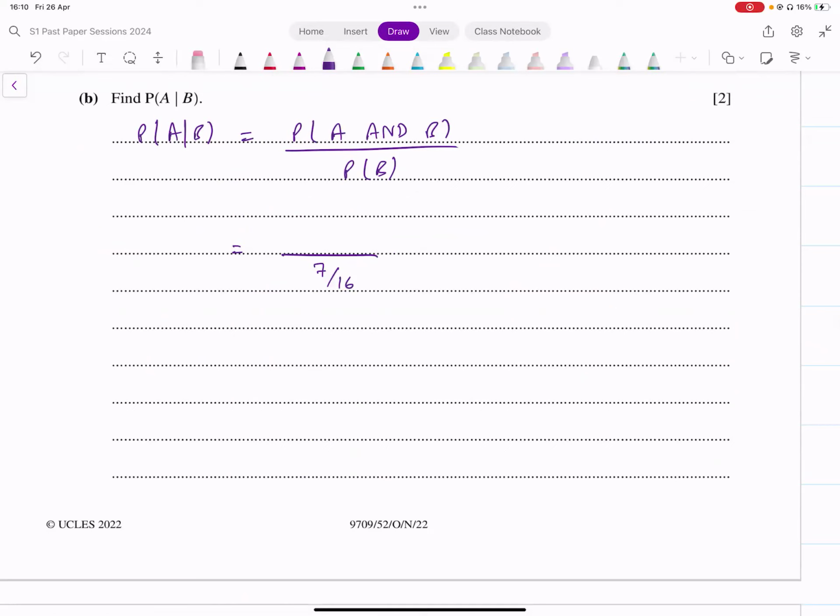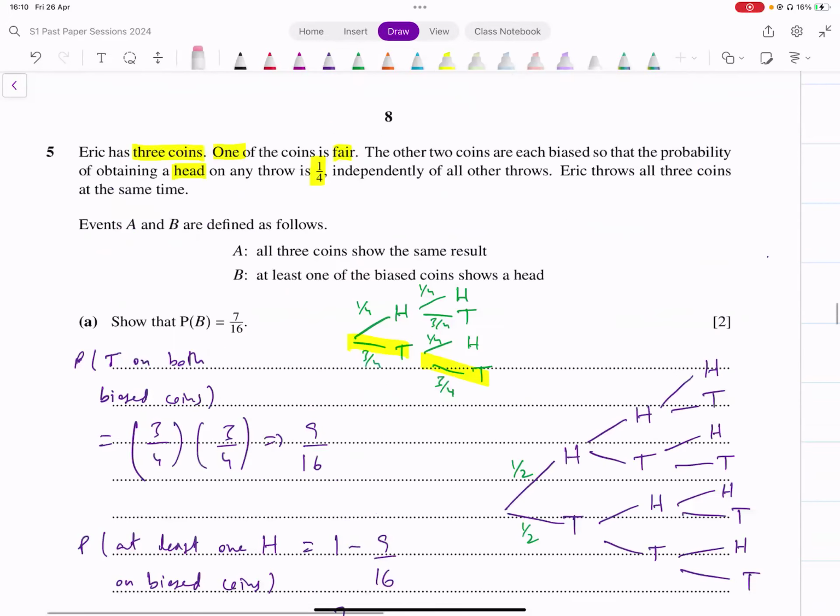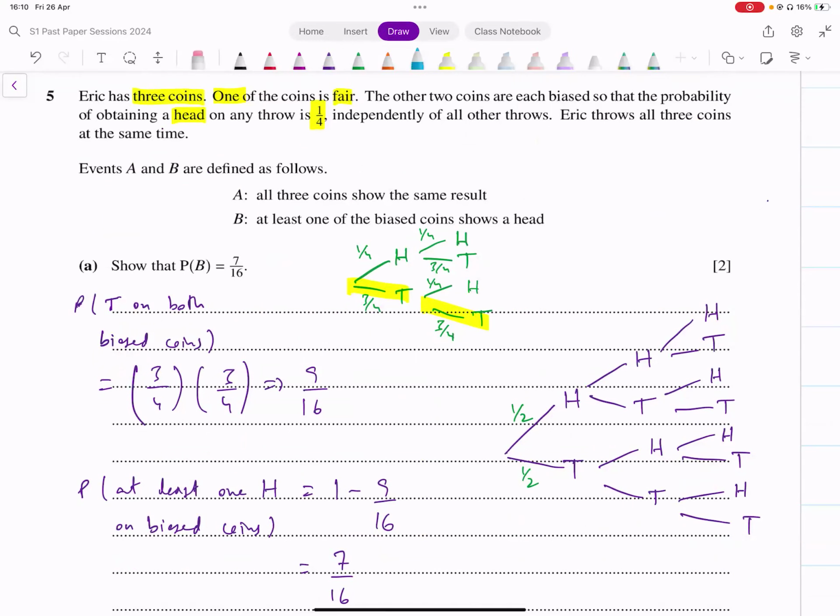Now, when are both of these events true at the same time? When A is true and B is true, when both of them are true. What's A? A is that all 3 coins show the same result. What are the 2 possibilities that we've got for that? H, H, H, or tails, tails, tails. These are the 2 possibilities.